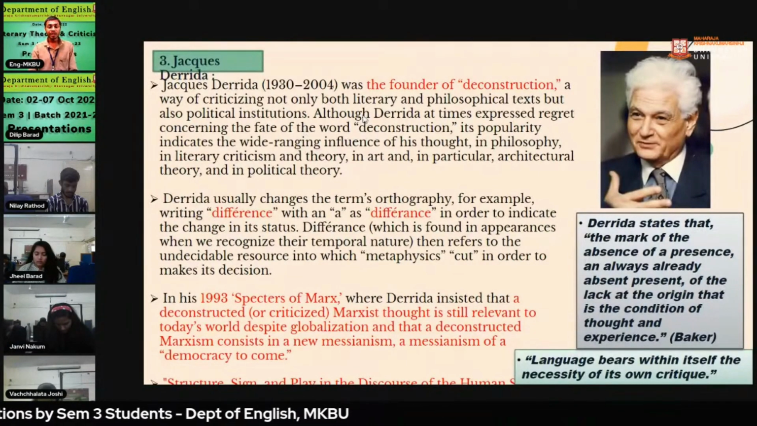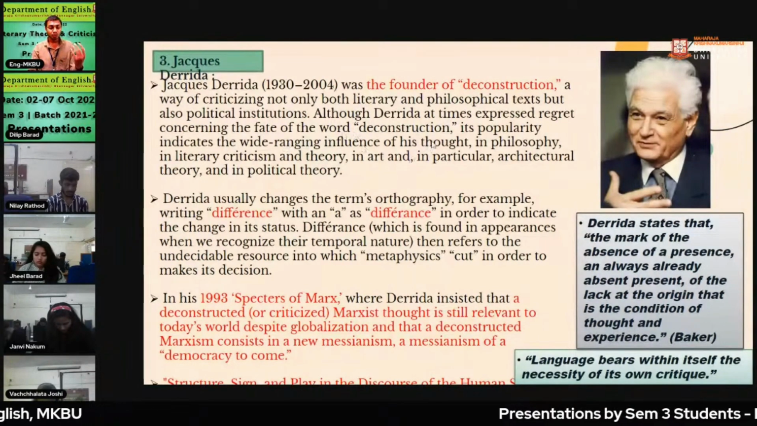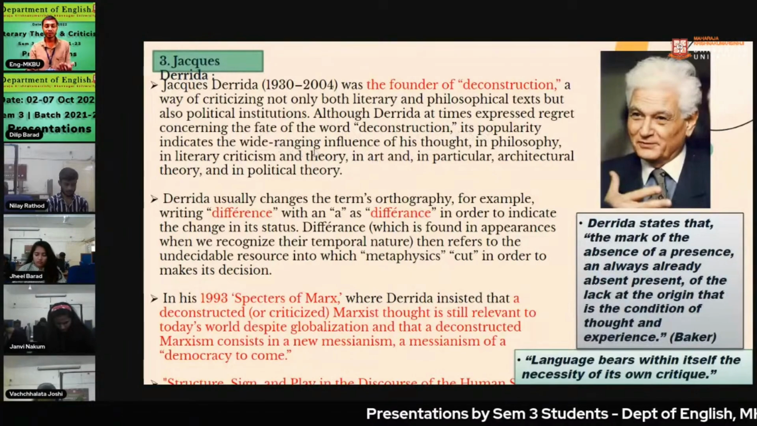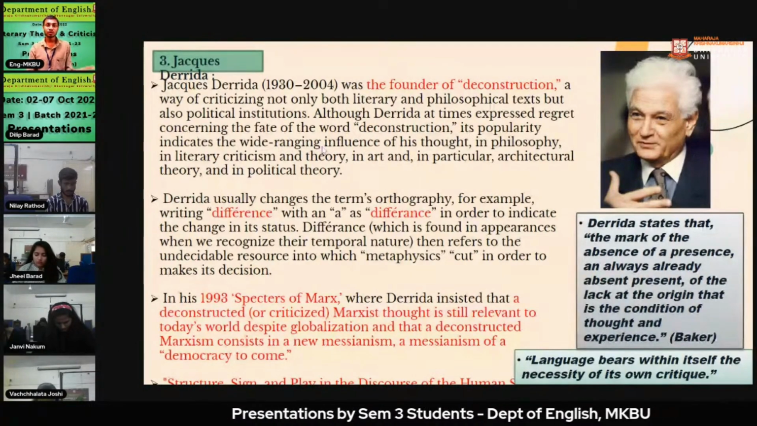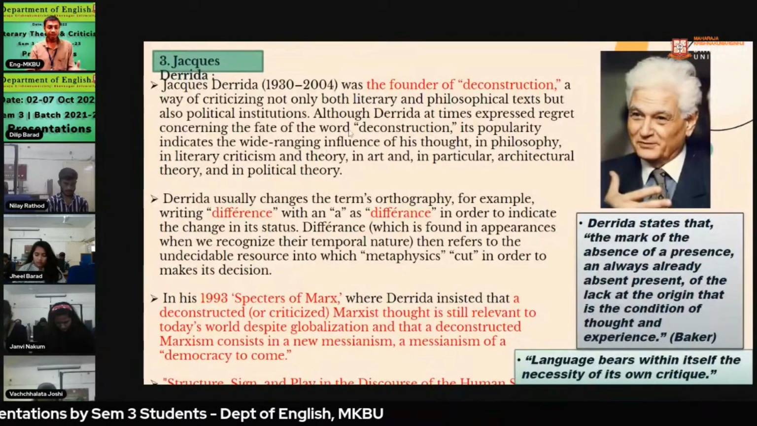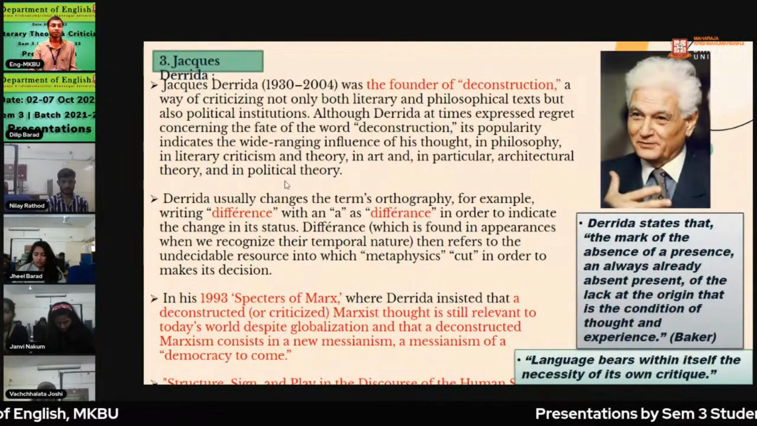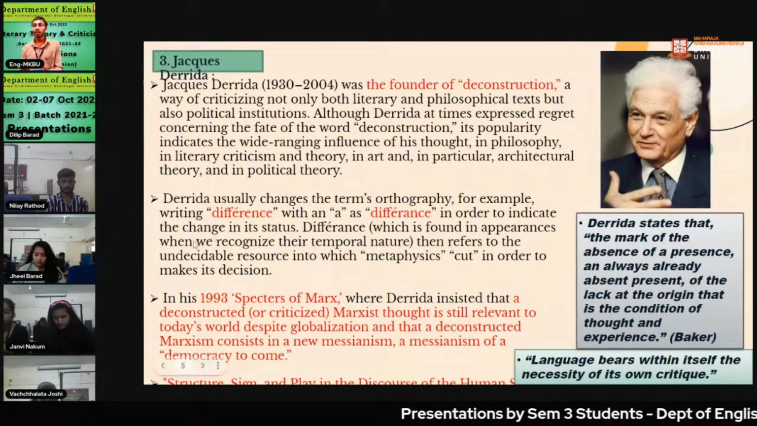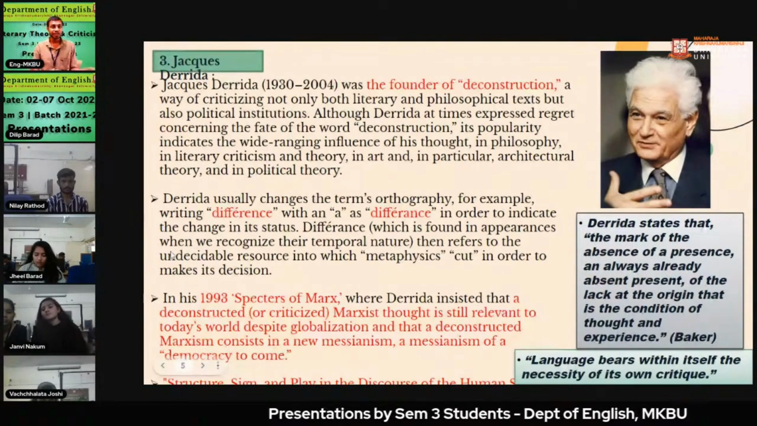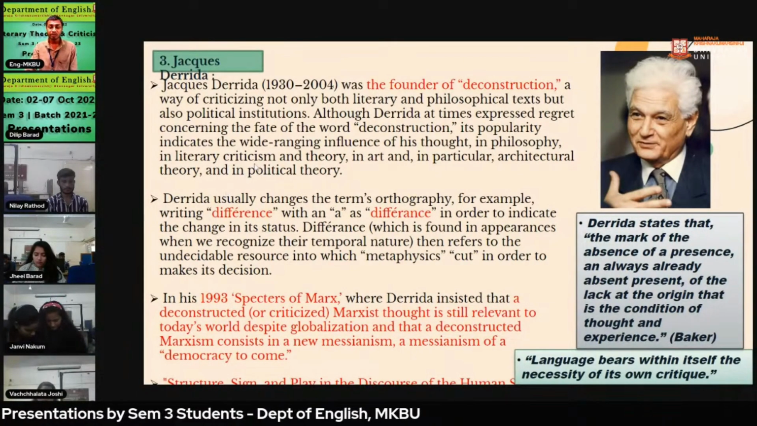So although Derrida at times expressed regret concerning the fate of the word deconstruction, its popularity indicates the wide-ranging influence of his thought. So the wide range should be there in deconstruction theory, in philosophy, in literary criticism and theory, in art, and in particular architectural theory, and in political theory as well. So it is not only limited to the literary text and literary theory. It extends itself into so many aspects of life. Even in the science field also, there are many things like this.